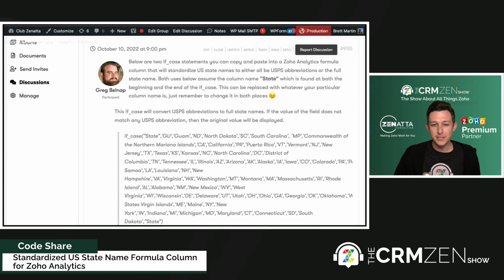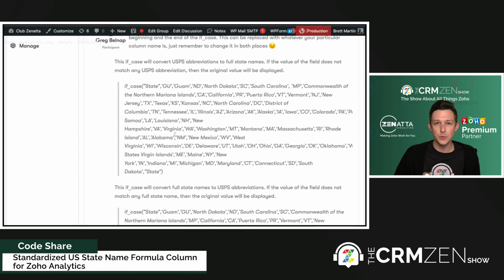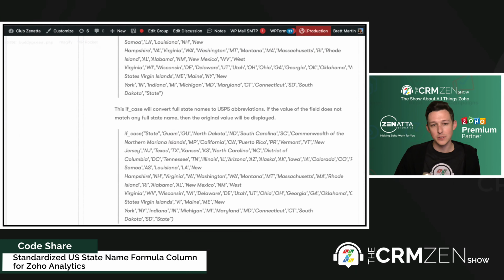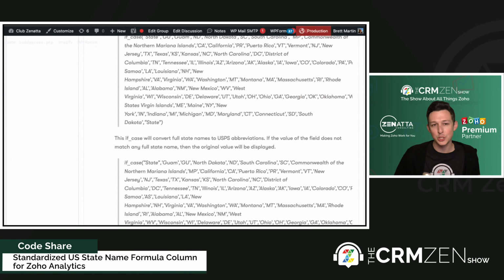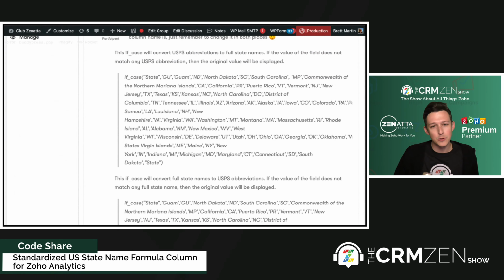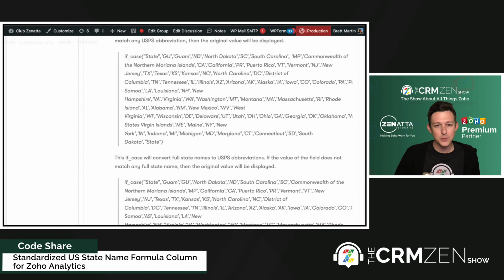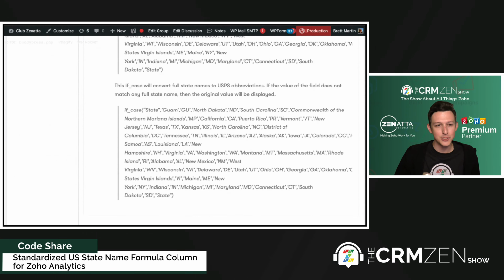The only things you may need to change, depending on the name of your field, is the state in quotes at the very beginning, right after if case, and the state in quotes at the very end. Those you would need to make sure match the name of the field. So it might be billing state, it might be shipping state for you. Just a minor little tweak. Again, lots of ways to do this. You can do it with a SQL table and do a join and make a whole new table. But if you don't want to go through all that hassle, this is a quick and easy way to get essentially the same thing.